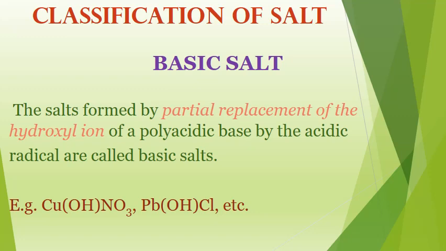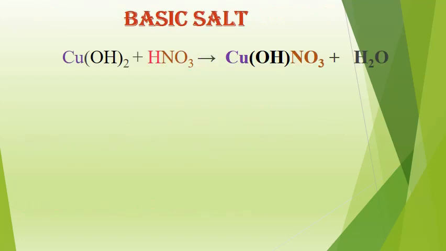Classification of salts. Now the third part, which is basic salt. The salts which are formed by partial replacement of the hydroxyl ion of a polyacidic base by the acidic radical are called basic salts. Okay, so now it's a polyacidic base, and what is happening? There is partial replacement of the hydroxyl ion. Once we see the example, we will better understand.